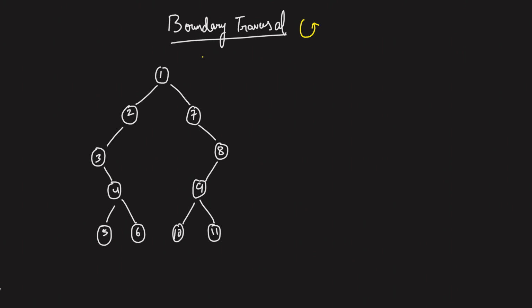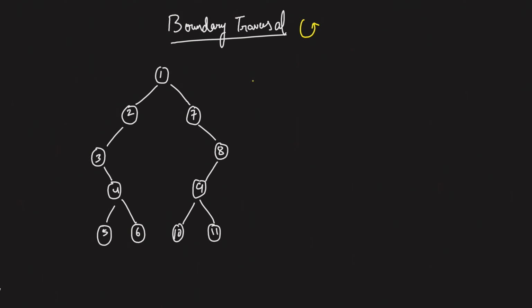So basically if I take the boundary traversal, first you'll start from 1, right? Then anti-clockwise, so you go to 2, then you go to 3, then you go to 4, that's boundary, right? Then you go to 5, again boundary, then you go to 6, then you go to 10, then you go to 11, then you go to 9, then you go to 8, then you go to 7. So basically anti-clockwise, right? So I want the anti-clockwise boundary traversal of any given binary tree.